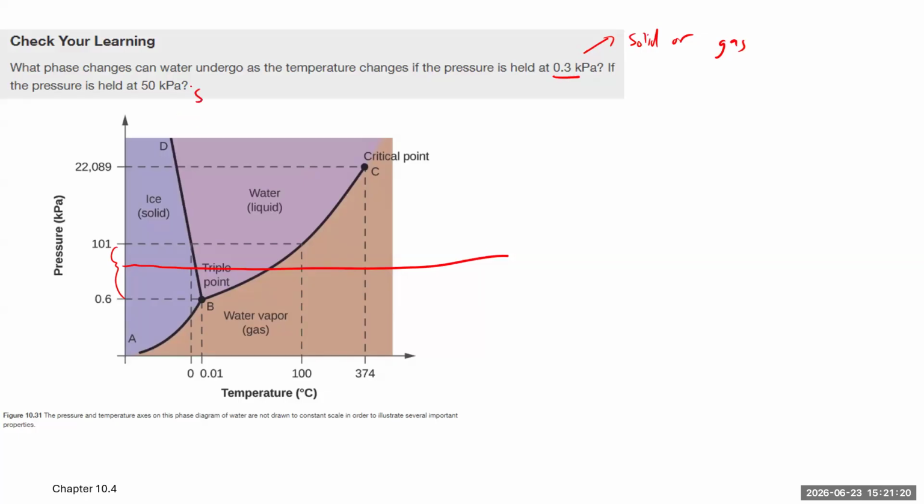It could be solid, liquid, or gas. All three, right? Those are all options. What happens is if you start changing the temperature, it could be ice. If you raise it, it could be water. Then you raise it again, it could be gas, right? So it all depends on what the temperature is. But this is telling you we're keeping it at a fixed pressure, 50 kilopascals.